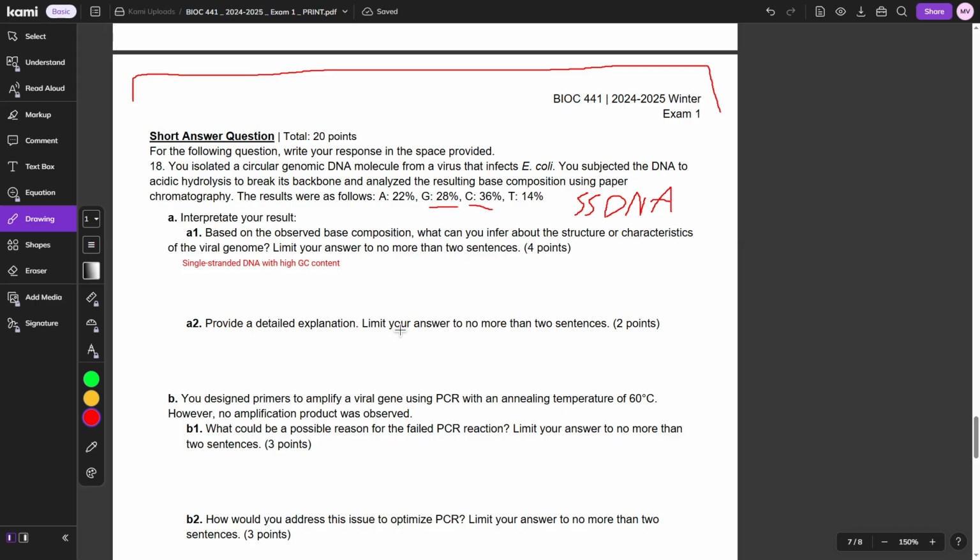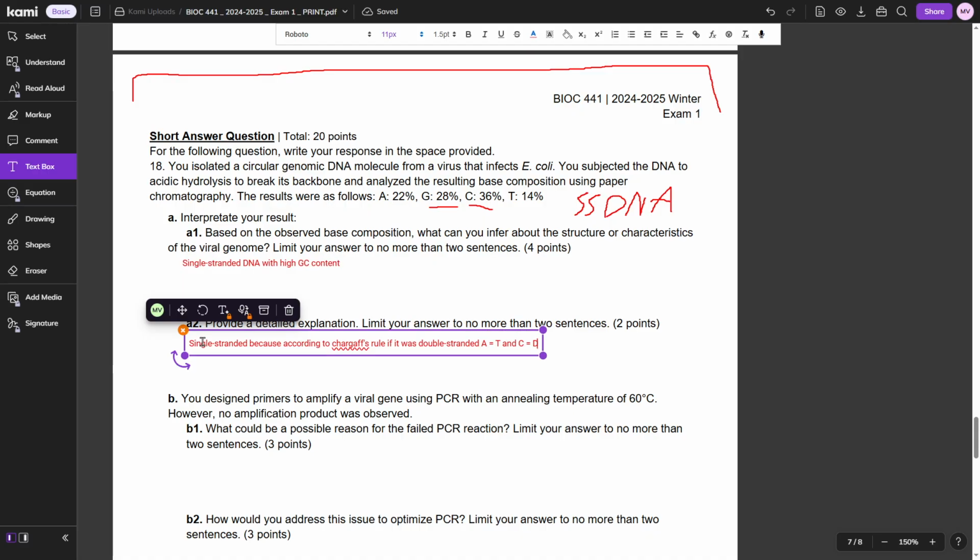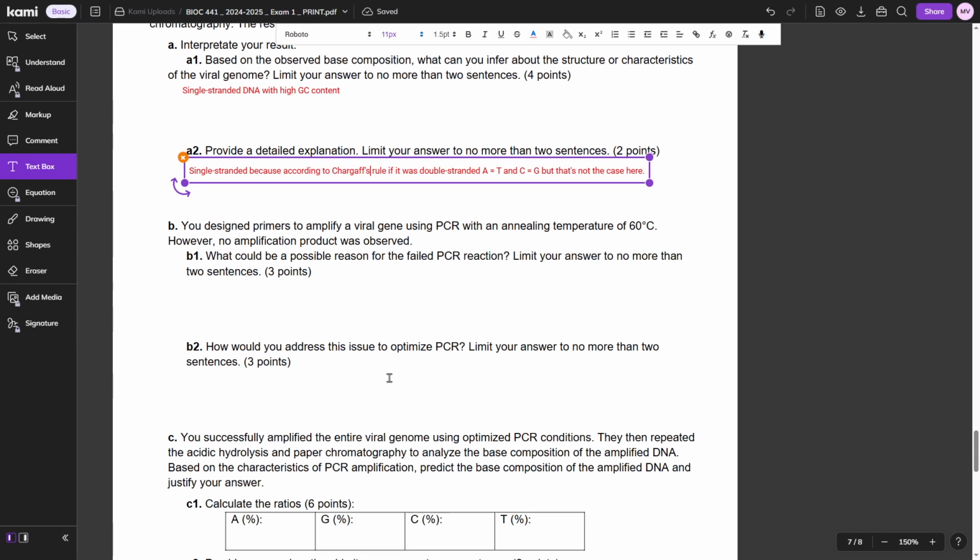Provide a detailed explanation. So for this one, I would just say single-stranded, because according to Chargaff's rule, if it was double-stranded, A has to be equal to T and C equals G. Sorry, but that's not the case here. Something like that, right? Sorry, Chargaff. Capitalize your name.